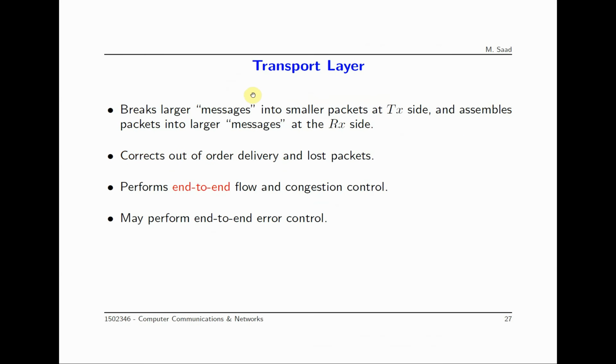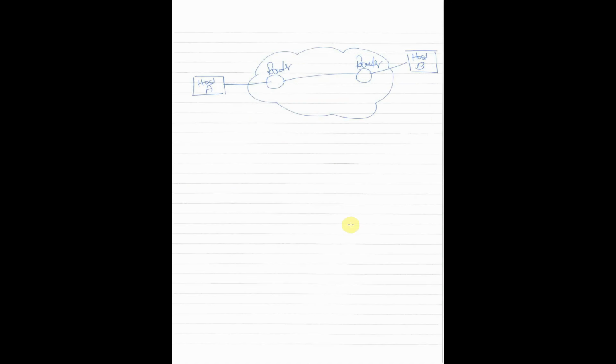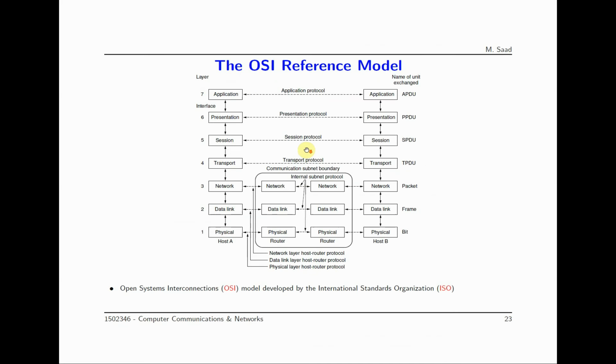To summarize things, the main job of the transport layer includes end-to-end flow control and congestion control. It may even perform end-to-end error controls. When the packet arrives at the final destination and the final destination detects some errors, dealing with these errors, either by detection or correction, is done by the transport layer. So as you notice, the transport layer is doing end-to-end tasks between the end hosts.